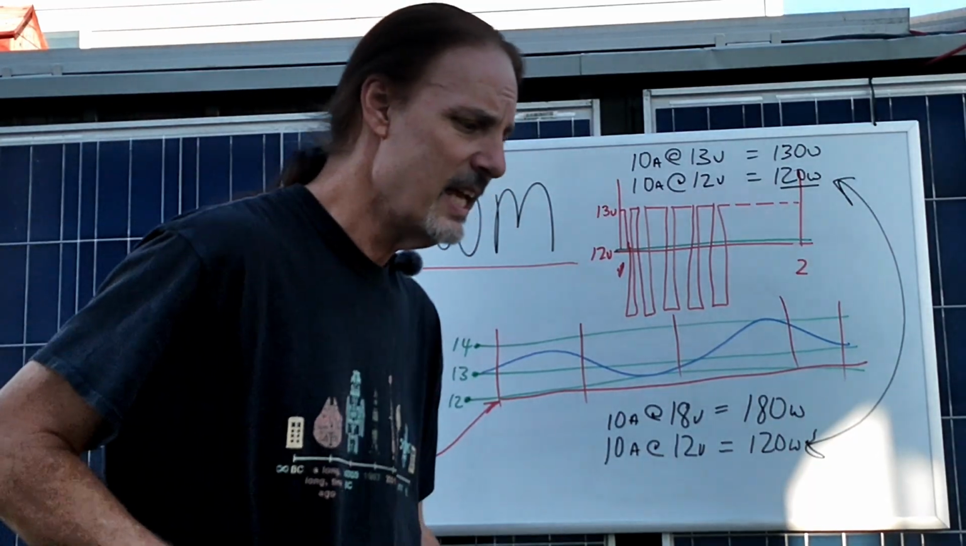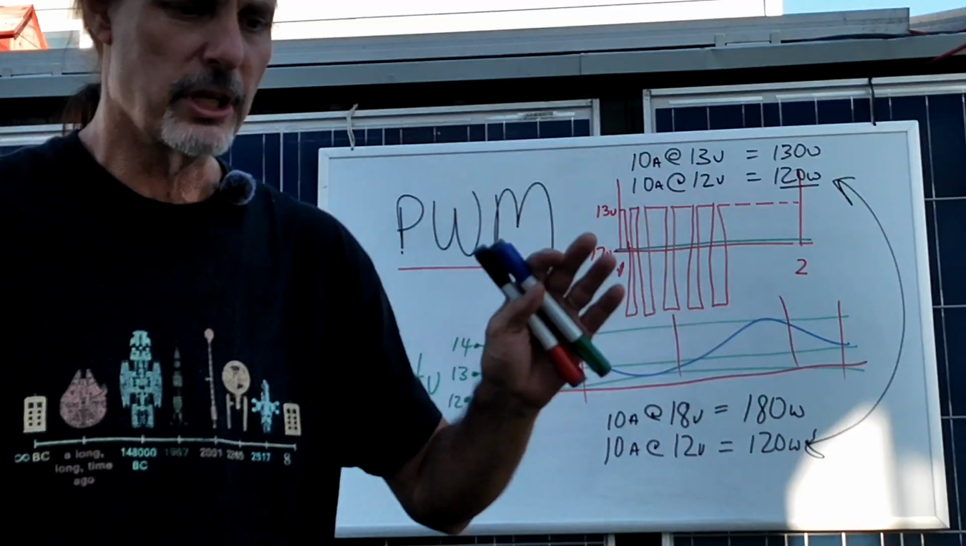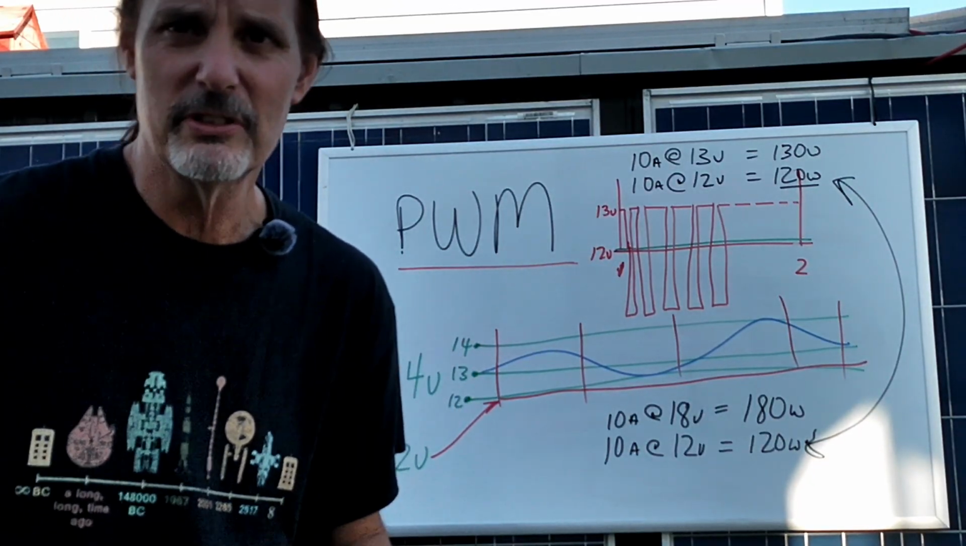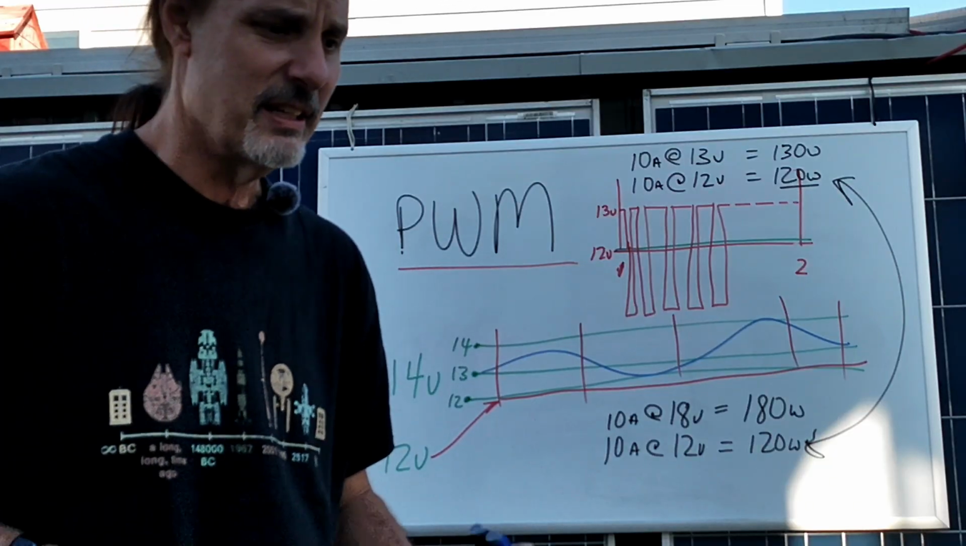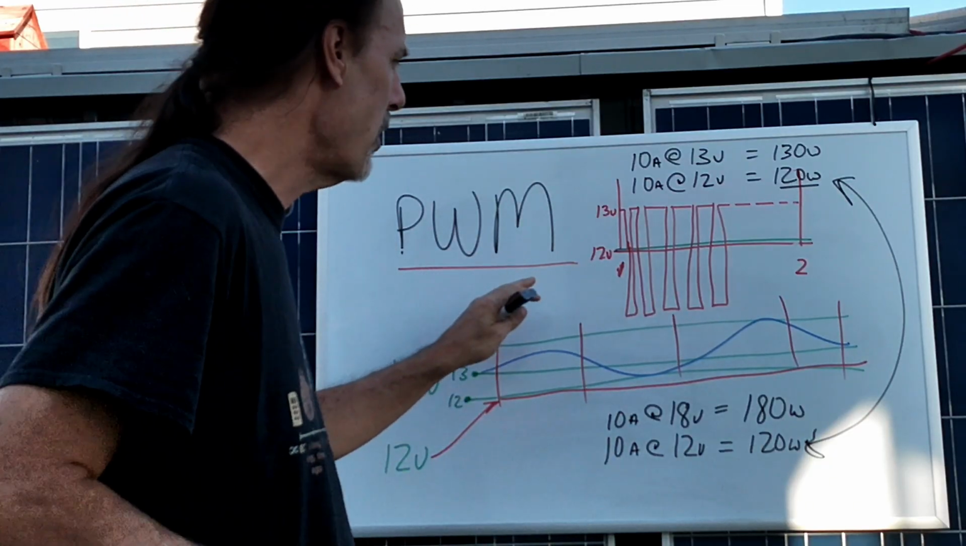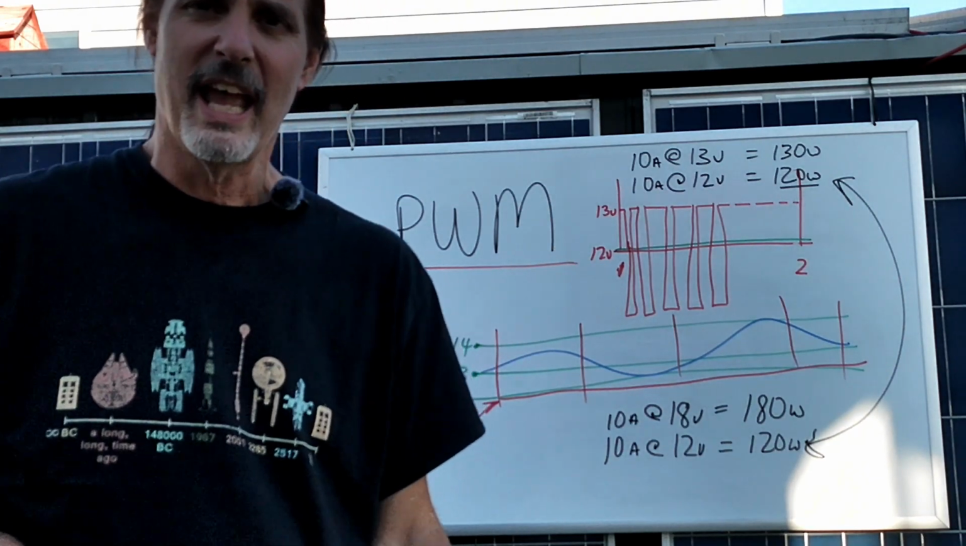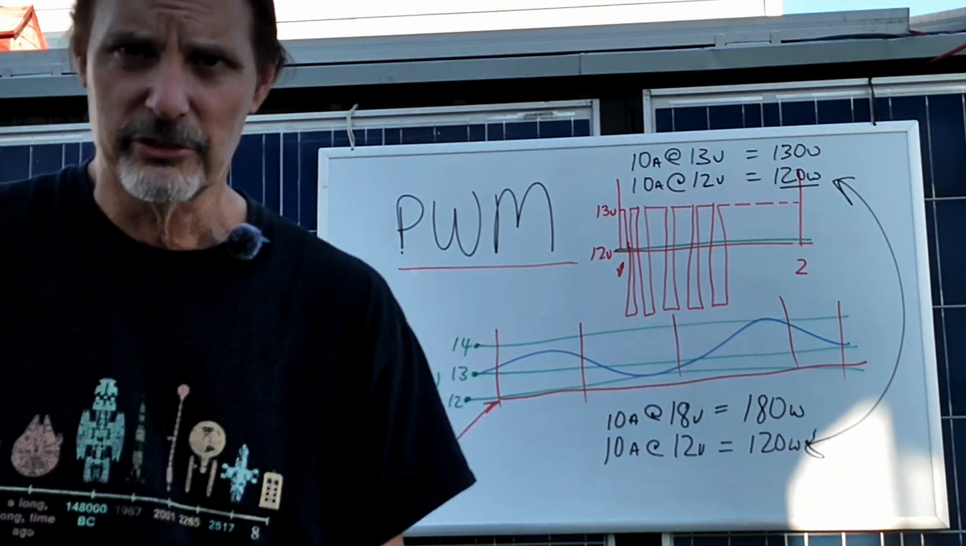The MPPT is going to take that voltage and convert it, but it is much more complicated and expensive to do that. The electronics and the software involved in doing so is a lot more complicated, and that's why the devices cost so much more.